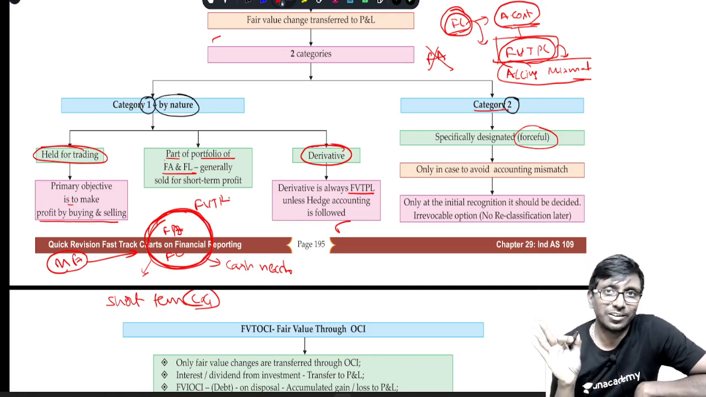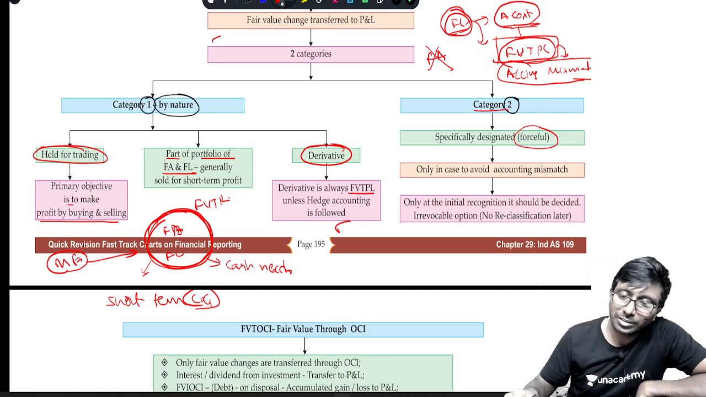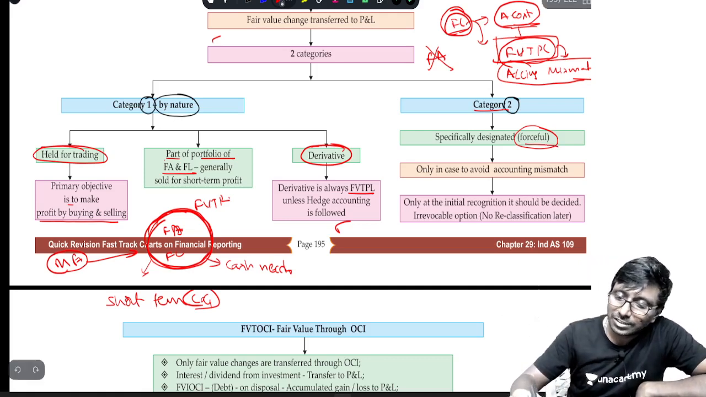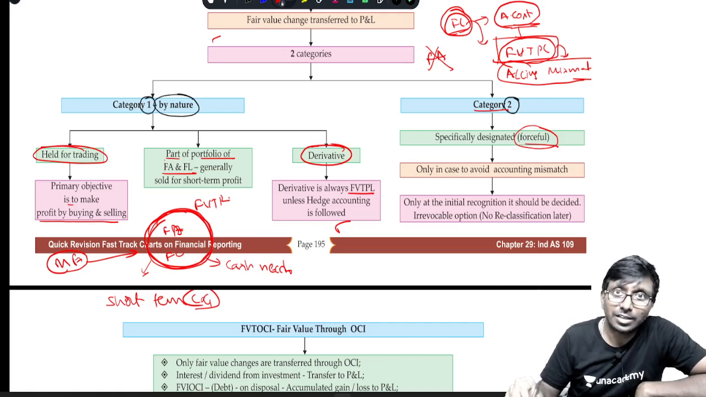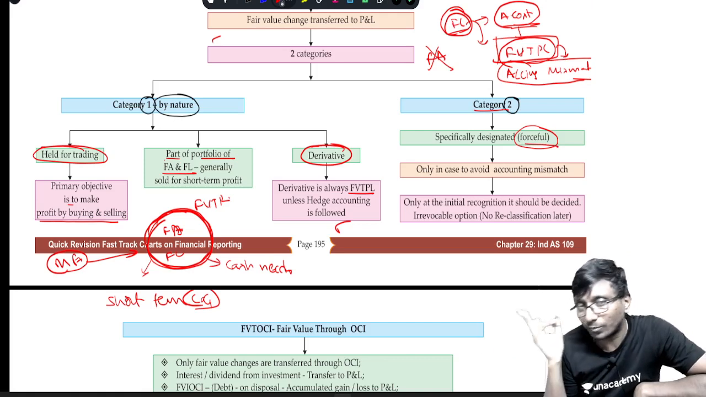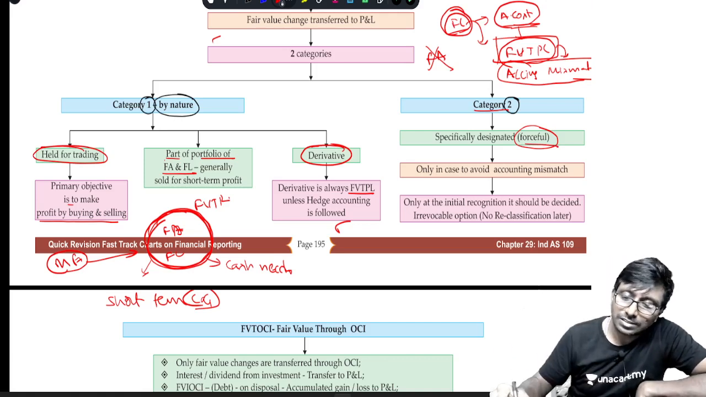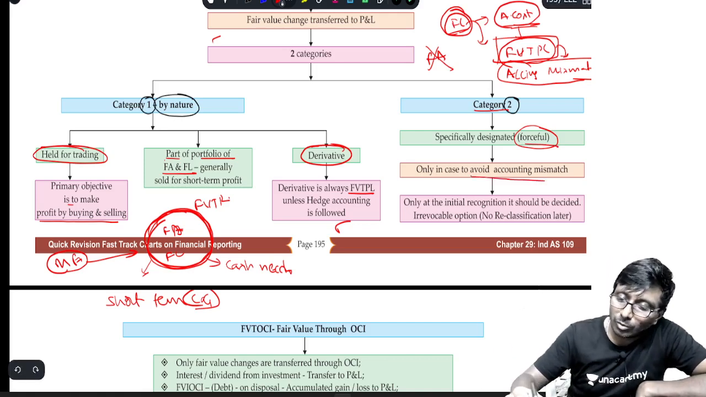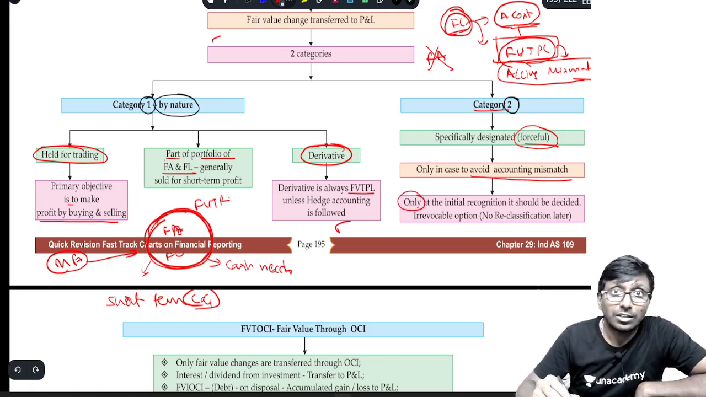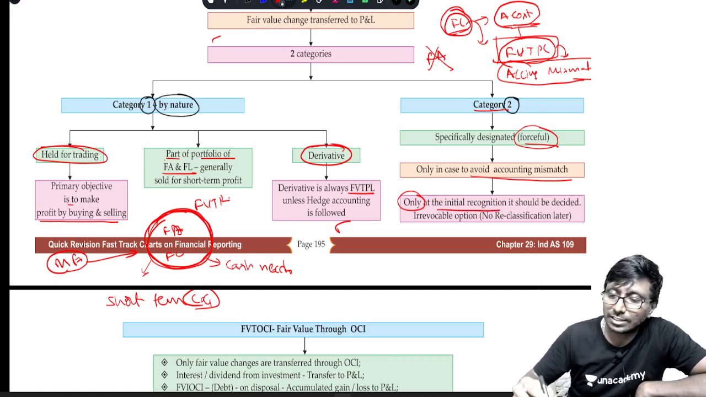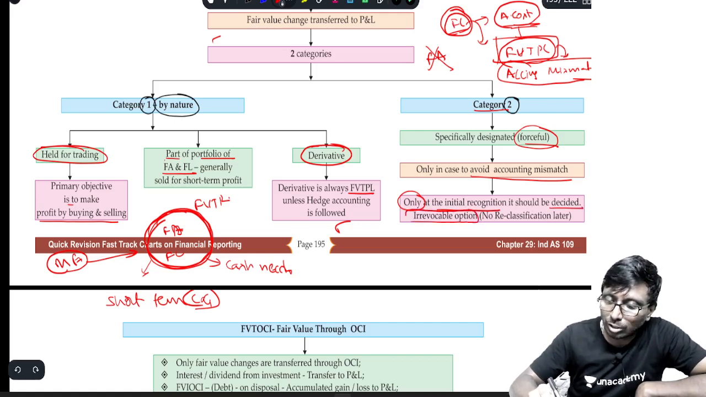Anytime you can go to FVTPL. Got my point? So for a financial asset, FVTPL is the last resort. If you do not satisfy anything, it will come to FVTPL anyhow. That's the reason, this is to avoid the mismatch. And when are you supposed to decide this? Not after 1 year, not at the end of the year. It is at initial recognition. At initial recognition itself, you are supposed to decide it.